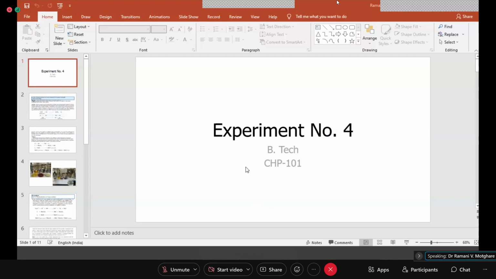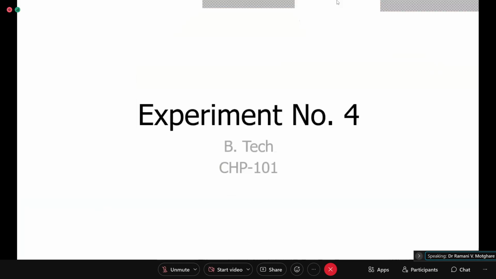Before we go to this experiment, can you tell me what we had discussed earlier in the practicals? Yes, anyone? We have discussed the dissolved oxygen experiment. The first experiment was determination of alkalinity. Second was hardness. Third was dissolved oxygen.